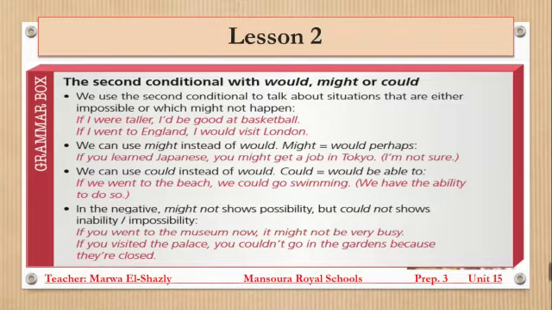In the negative, might not shows possibility, but couldn't shows inability or impossibility. If you went to the museum now, it might not be very busy. If you visited the palace, you couldn't go in the gardens because they are closed. So here you can't go in the gardens because they are closed. So if you visited the palace, it's unlikely to happen.